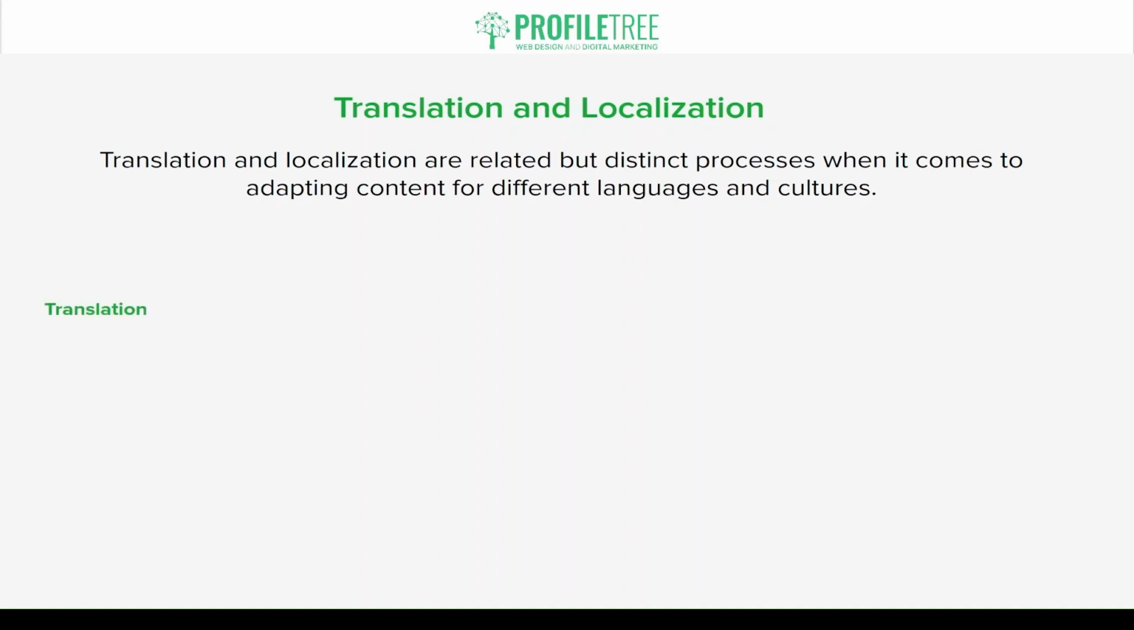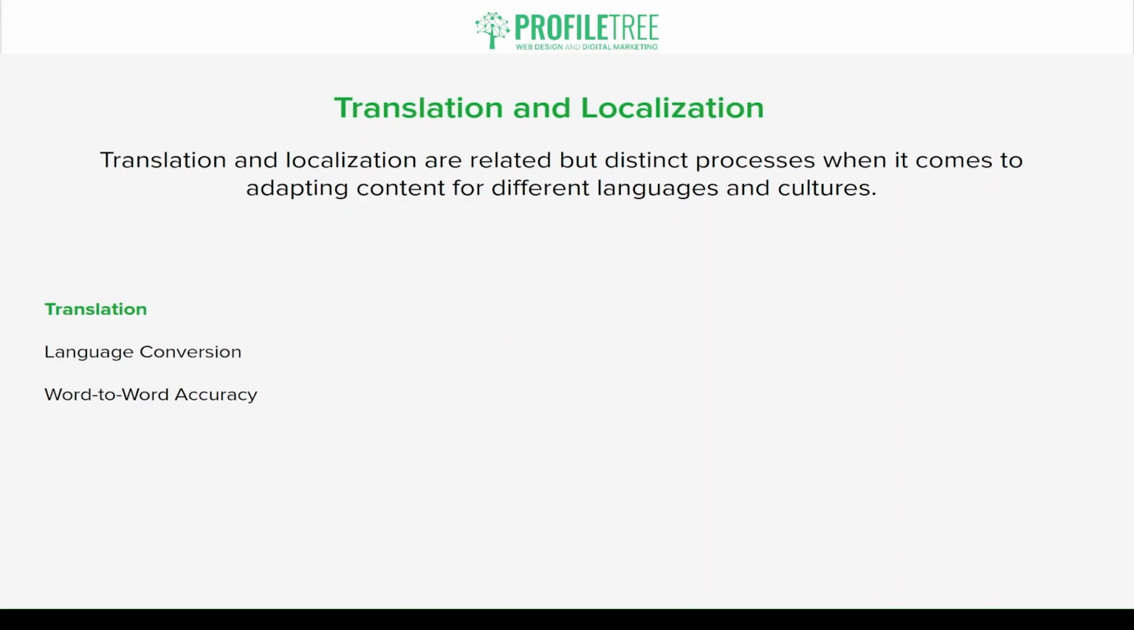So let's talk a little bit more about the differences between translation and localization. They are related, but distinct processes when it comes to adapting content for different languages and cultures. So when it comes to translation, you are focusing on things like language conversion. It's primarily concerned with converting text or content from one language into another while preserving the meaning and context. It aims to convey the same information in a different language.